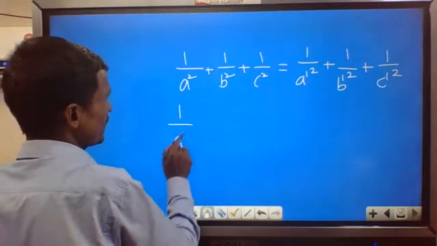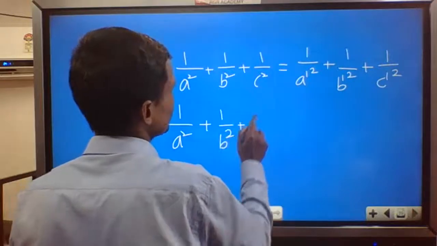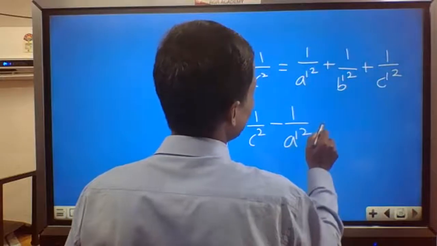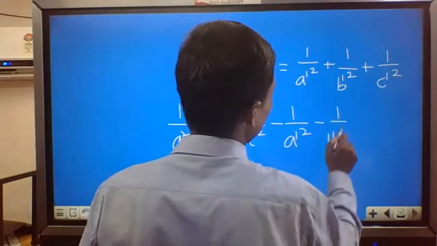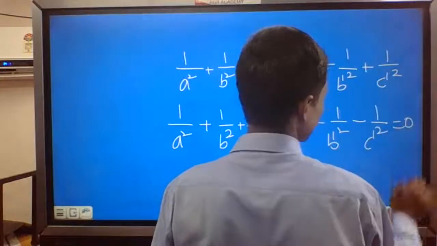The 1 by a square plus 1 by b square plus 1 by c square, minus 1 by a' square, minus 1 by b' square, minus 1 by c' square equals zero.